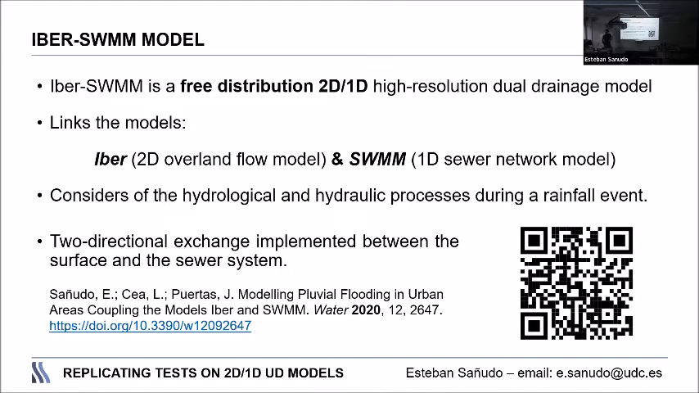Finally, all these experiments we are going to replicate in a 2D-1D urban drainage model. That's the first part of my PhD, where I couple a 2D overland flow model called Iber with SWMM, the typical sewer model. This is a high-resolution model. We consider all the processes, and we also implement the two-directional exchange between the surface and the sewer that I showed in the second slide. That is very important to consider.